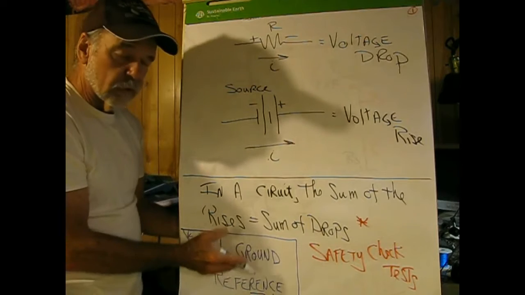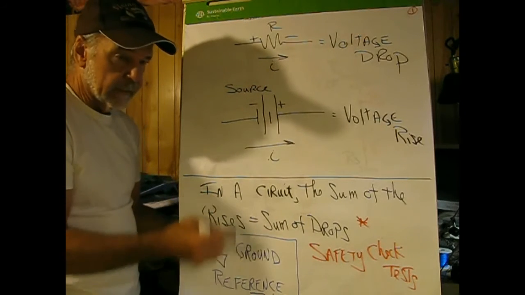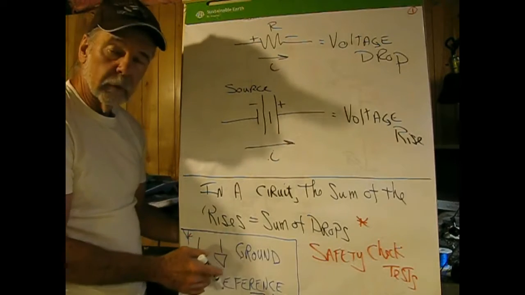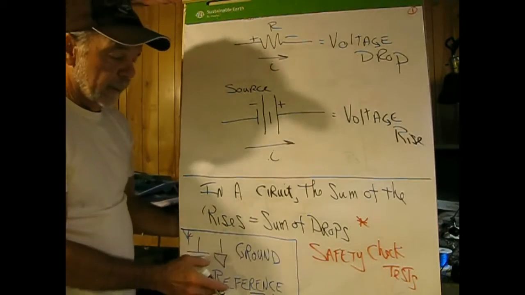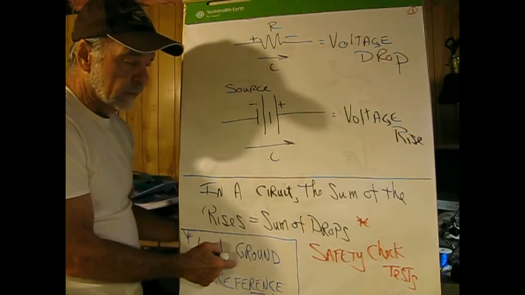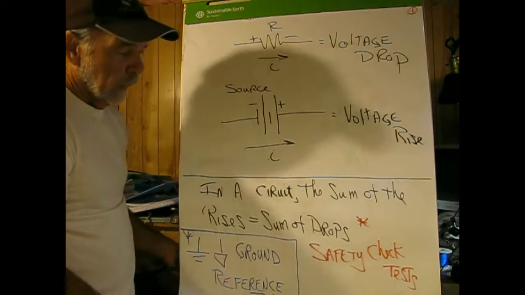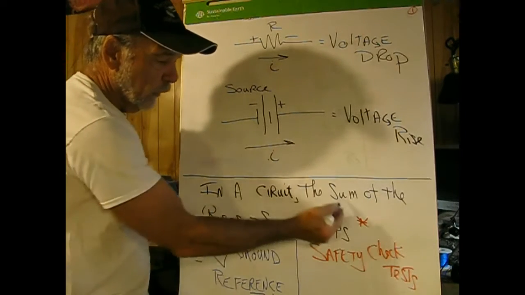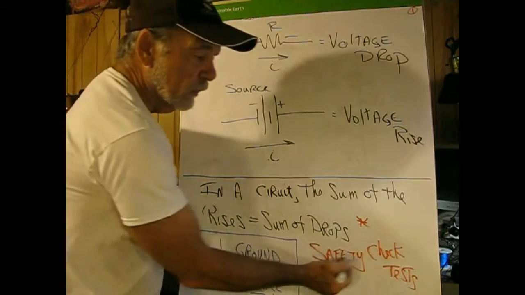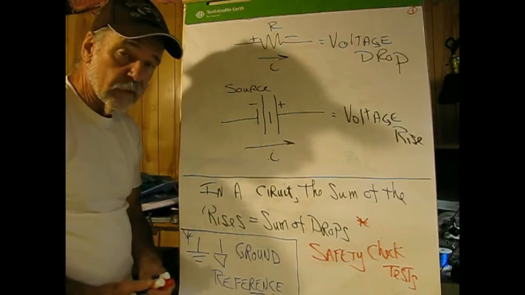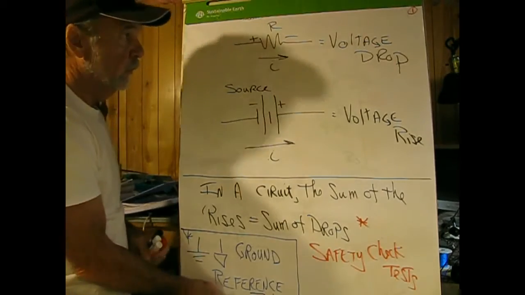So ground is just a reference point. It can be connected to earth or not. It can be just a chassis or a foil trace. It's where you would put the negative black lead of a multimeter. So if you're involved in a test situation, making sure that this is true is a safety check to make sure that you didn't make a mistake. The sum of the rises has to equal the sum of the drops.